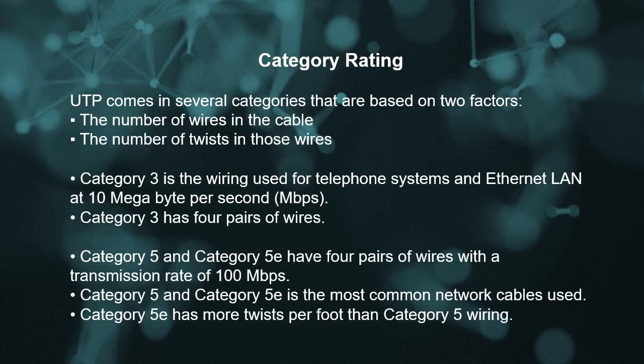There are also Category 5 and Category 5E, and they have 4 pairs of wires with a transmission rate of 100 Mbps. Category 5 and Category 5E are the most common network cables used. Category 5E has more twists per foot than Category 5 wiring.